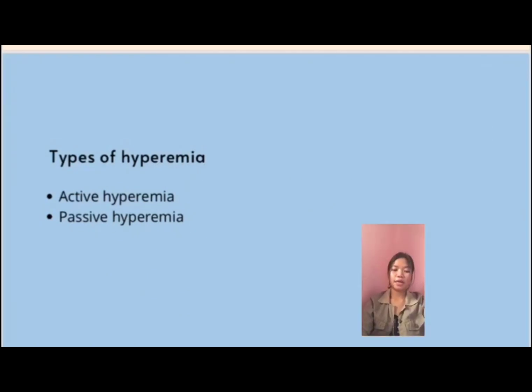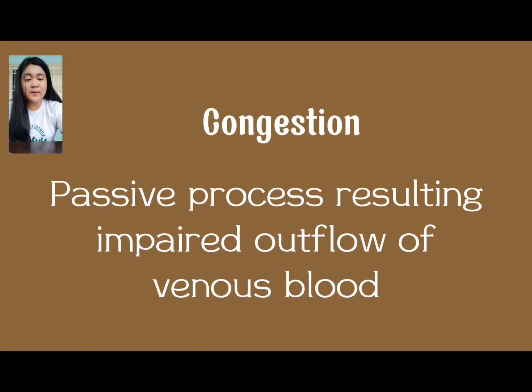Active hyperemia is caused by an increased blood flow to a specific area or the dilatation of blood vessels resulting in the increased blood flow, while passive hyperemia is the slowing down of venous return. Congestion is a passive process resulting in impaired outflow of venous blood.